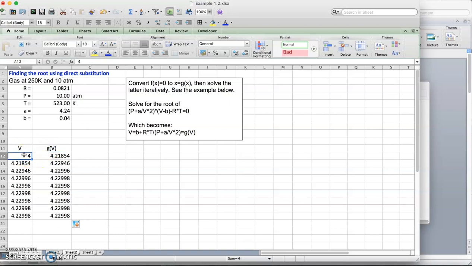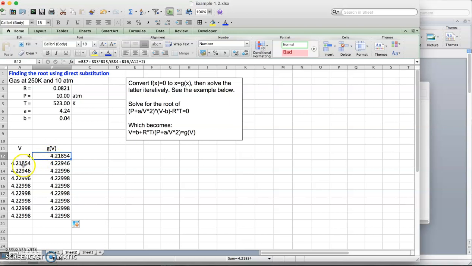How can we find the guess? Well, you have to plot the function, and then look at where the curve hits the x-axis. That would give you a rough guess for the estimate. So we're going to start with 4. Then you have to type in the equation for g of v, and evaluate it for v, which gives g of v.